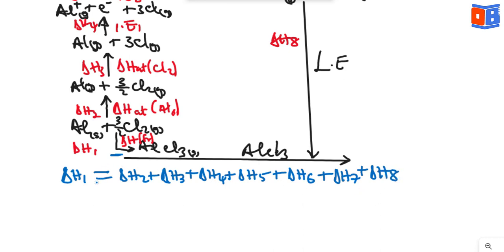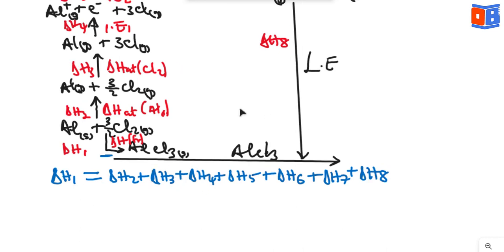So from here, any particular enthalpy can be obtained from the cycle. So if we are looking for lattice energy, our delta H8 is lattice energy. So we're going to make it subject of the formula here, and that will be all.